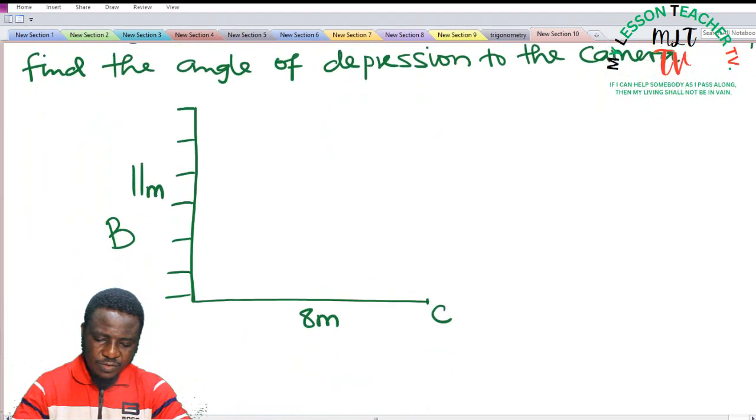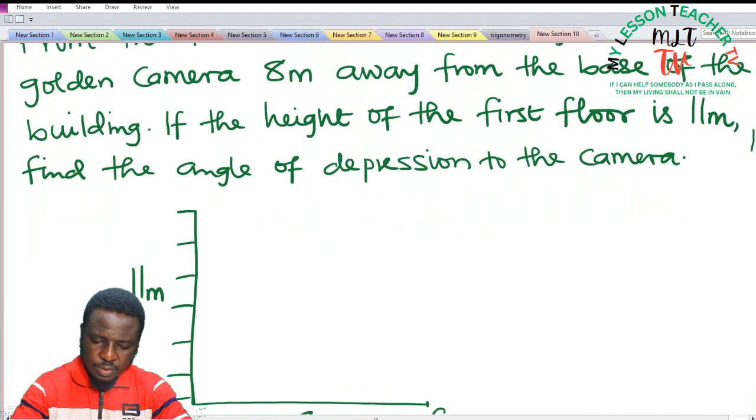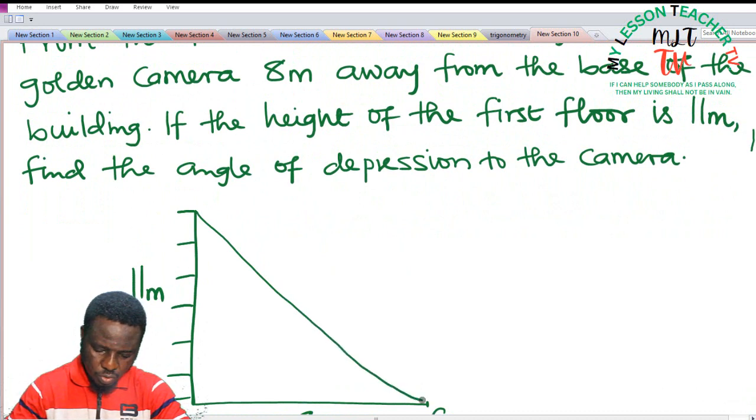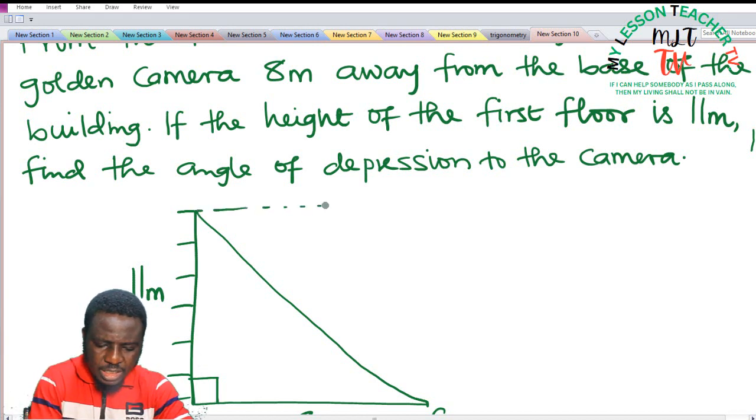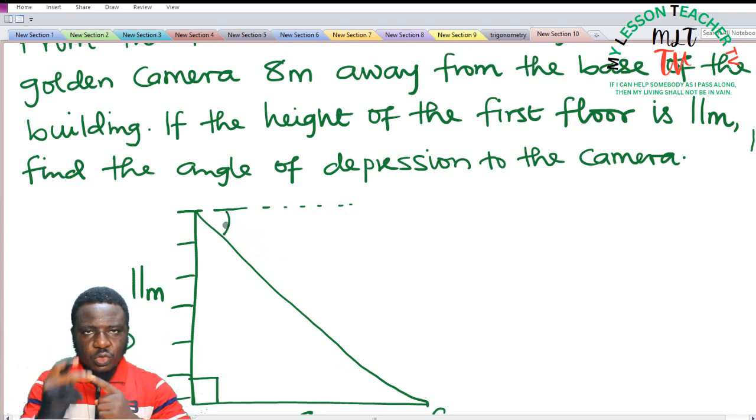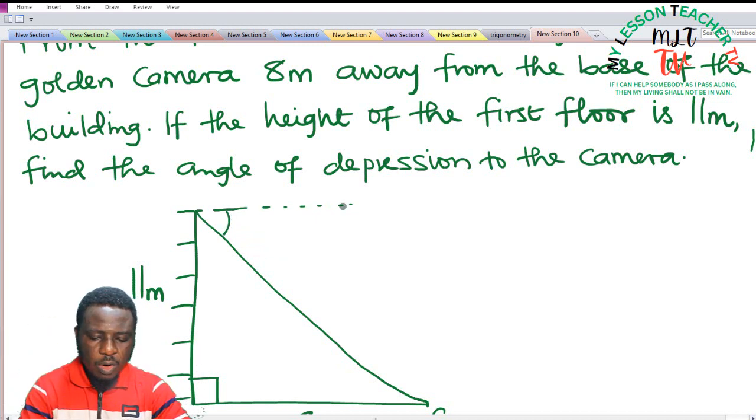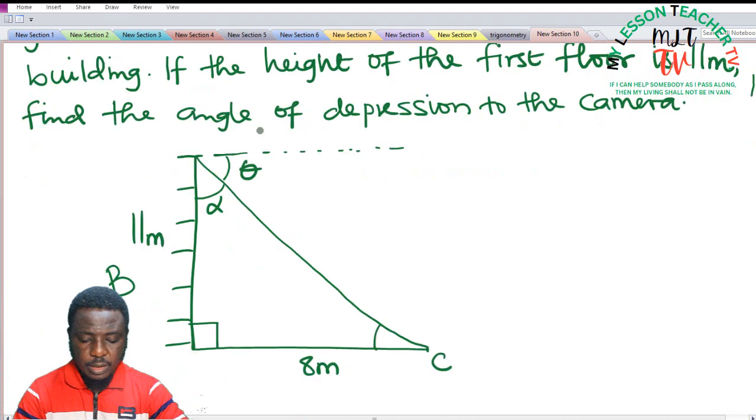So nothing else is given. The angle of depression gives you how the boy sees the camera. This is a right angle triangle. So the angle of depression is said to be the angle which the eye makes with the horizontal plane. So this is angle, let's call it angle theta, while this can be said to be angle alpha.